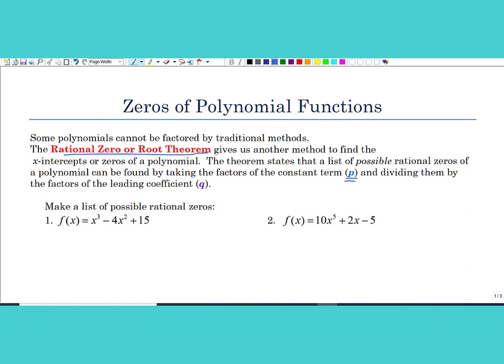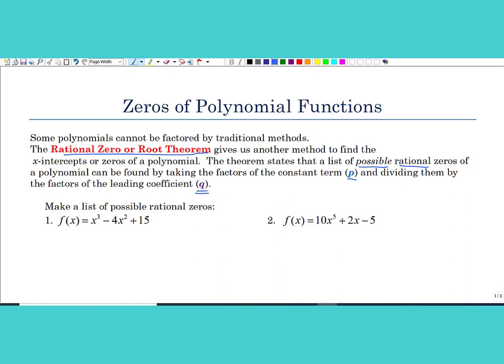The theorem states that a list of possible rational root zeros of a polynomial can be found by taking the factors of the constant term, which we're going to call p, and dividing them by the factors of the leading coefficient. Now these are rational zeros.